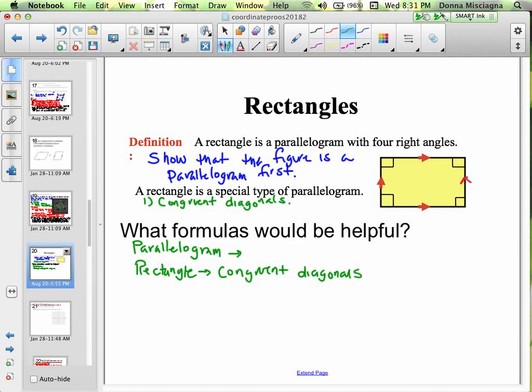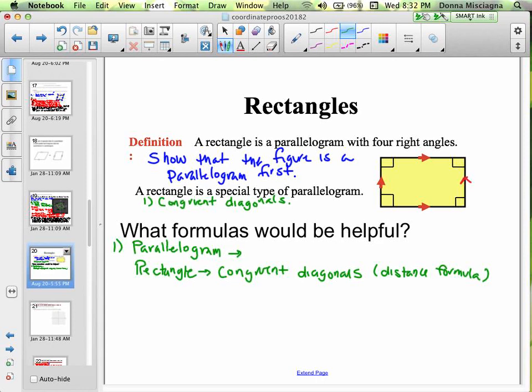Now, what formula would we use to show that any segments are congruent? That would be the distance formula. So now we have to pick a way to prove that the figure is a parallelogram. And we have 4 to choose from, as we saw in the previous set of videos. I like to stick to the same feature or choose the method that would go best with the method I'm using to prove rectangle. So since we're using diagonals for the rectangle part, let's use diagonals for the parallelogram part.